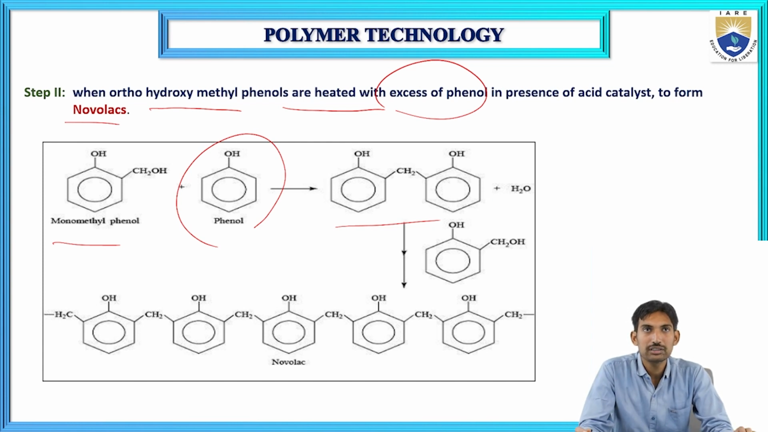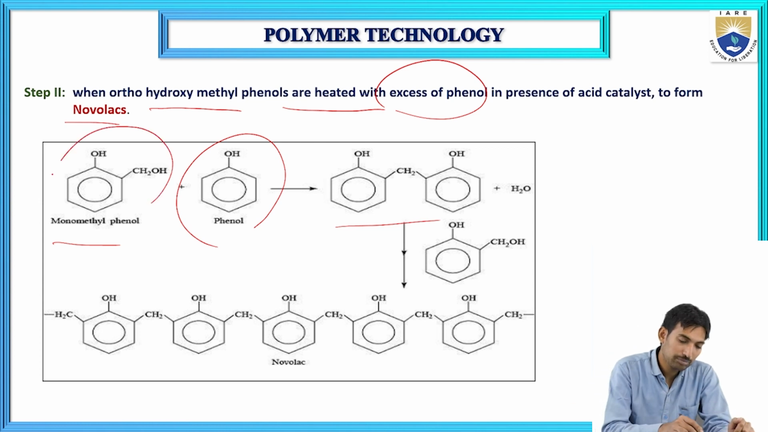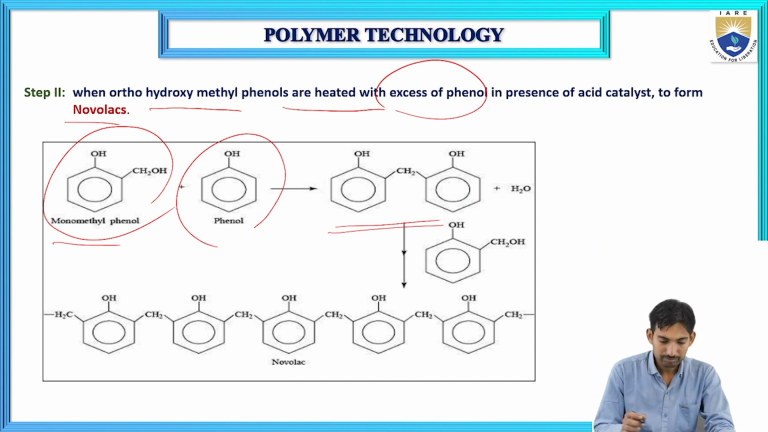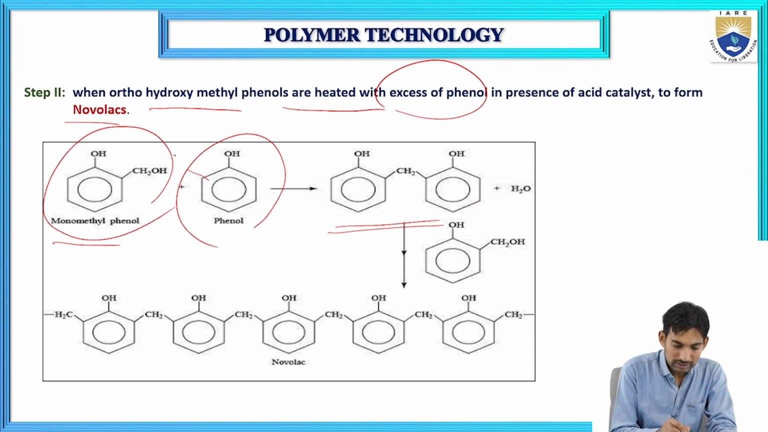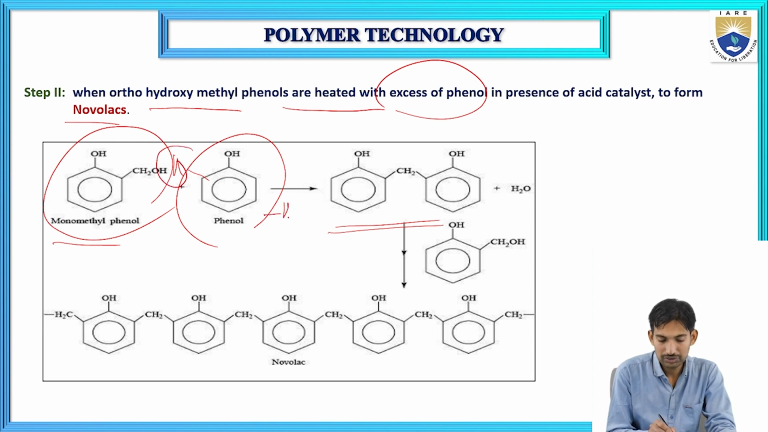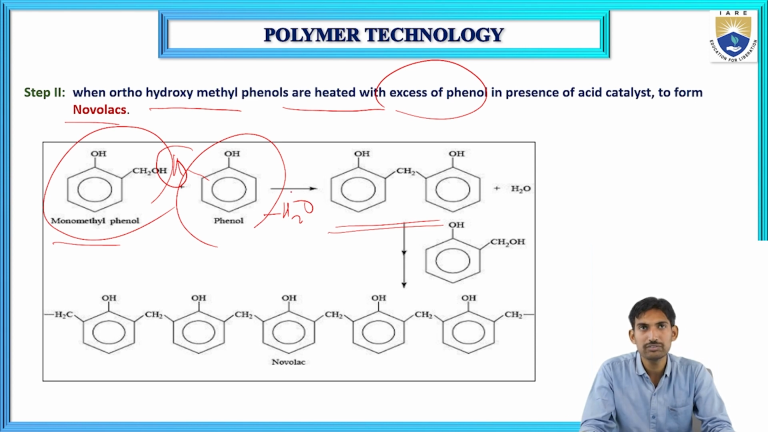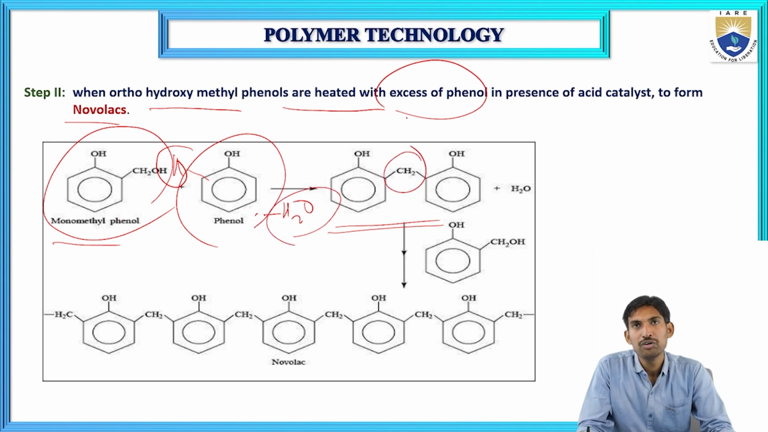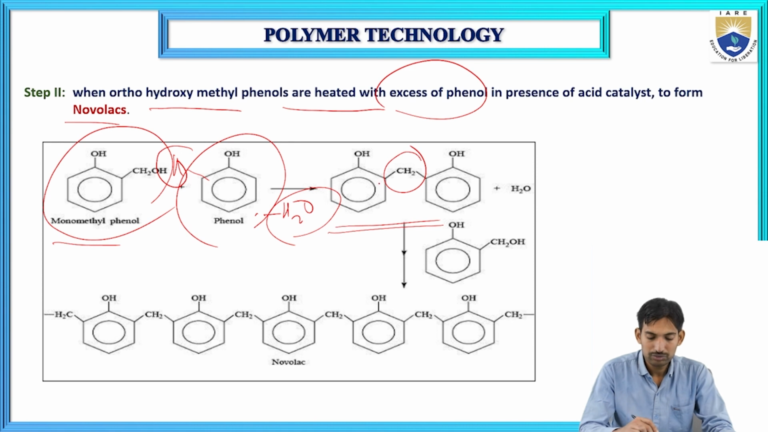The ortho-hydroxy methylphenol reacts with excess phenol in the presence of acid or basic medium. It forms novolac. Here one hydrogen is present on the phenol. This CH2OH and this hydrogen are eliminated as minus H2O. A condensation takes place between this phenol and ortho-hydroxy methylphenol, with elimination of a water molecule. There is a CH2 bridge between two phenol rings.